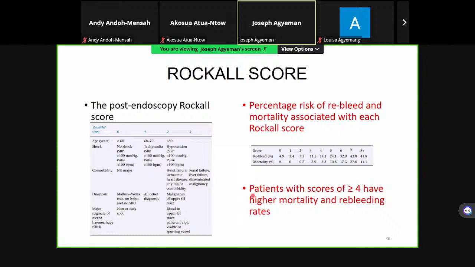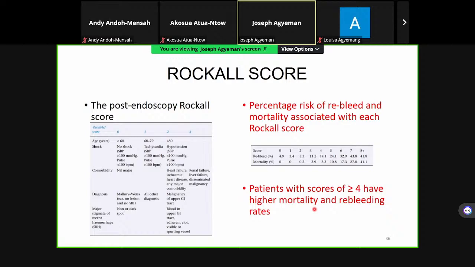So similar parameters to the pre-endoscopic score, but this time we've added diagnosis to it and the major stigmata. So you score the person based on these parameters, and then generally, if you add everything and you get 4 and above, then it means that even after the treatment, the person still has a higher mortality risk, and there is still a very high tendency that the person will rebleed. So that is the scores.